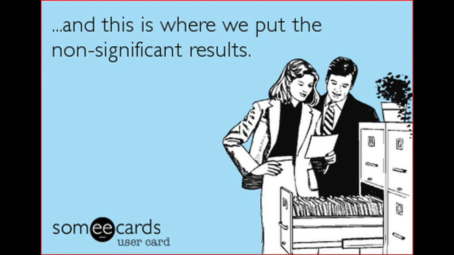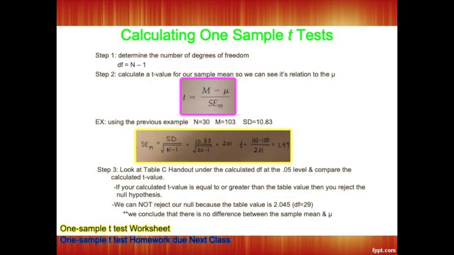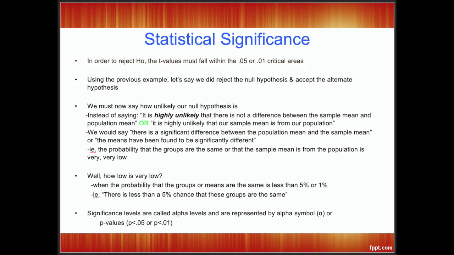So again, I'll show you that coming up, but you have to reject H0 if it falls in those areas of the tail at the appropriate level of significance, and if it does not fall in the tails but instead is within that 95% area of the curve, then you have to accept H0. So in order to reject H0 then, the t-values must fall within the 0.05 or 0.01 critical areas.